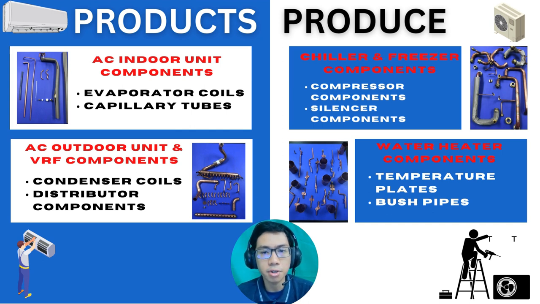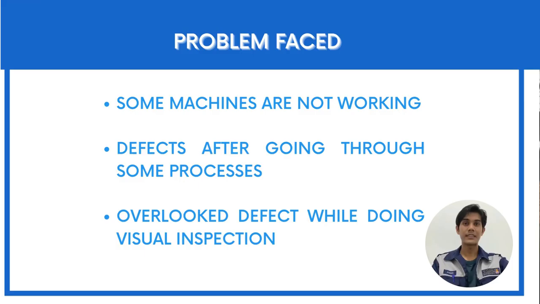Next is the chiller and freezer components. As we can see in this image, these are the compressor components and the silencer components. Last but not least, they are also involved in water heater components, such as the temperature plates and the bath pipes. Then we proceed to the problems that commonly occur in this company's manufacturing process.